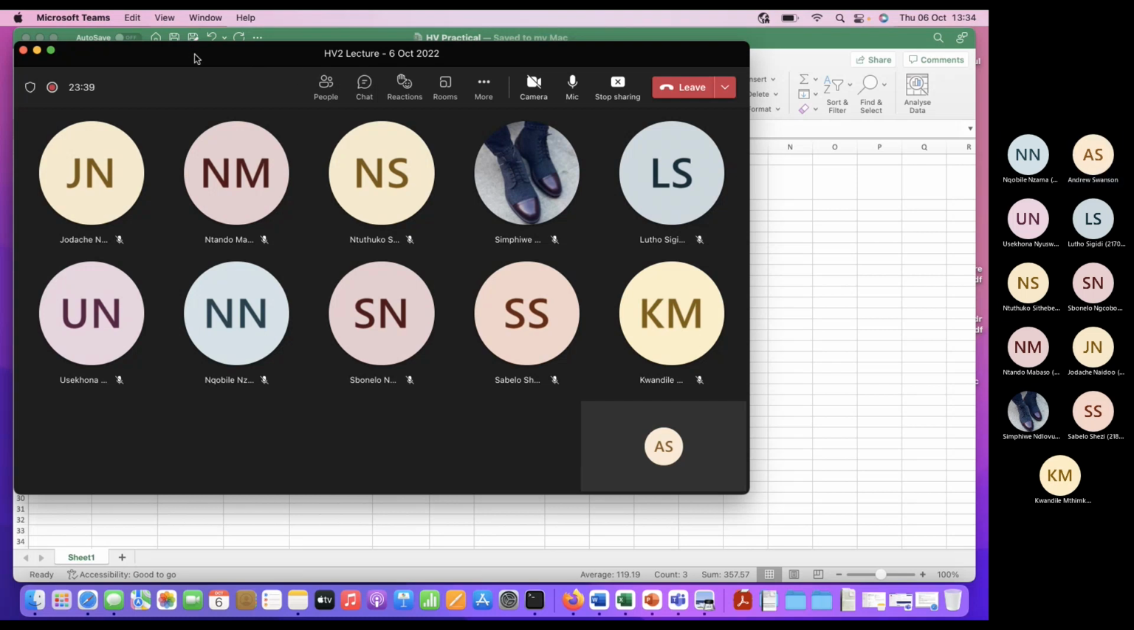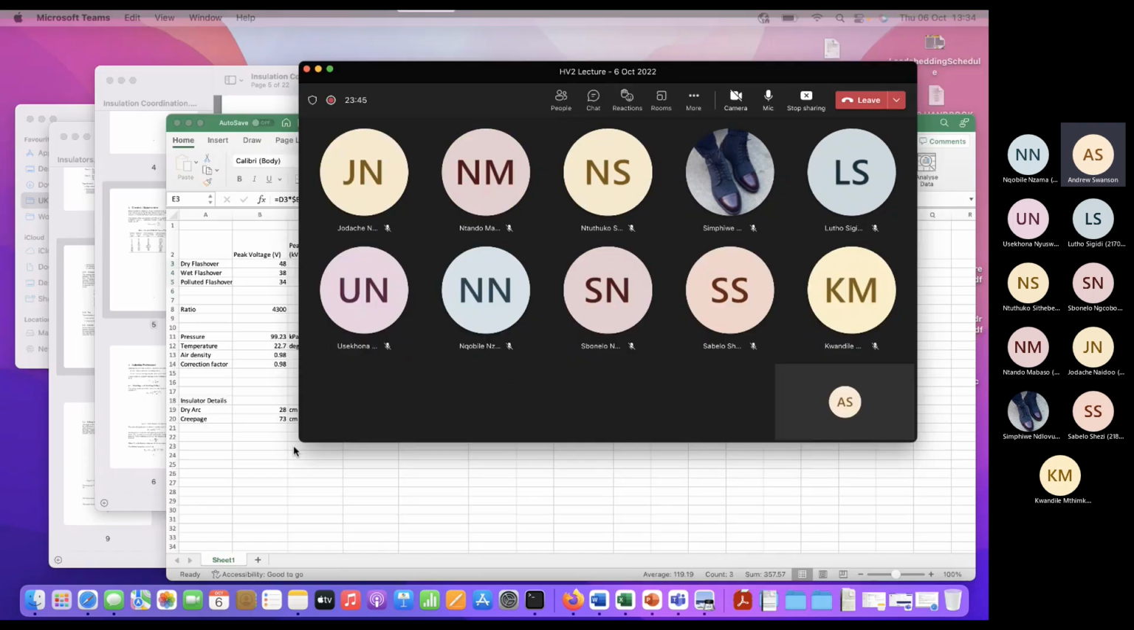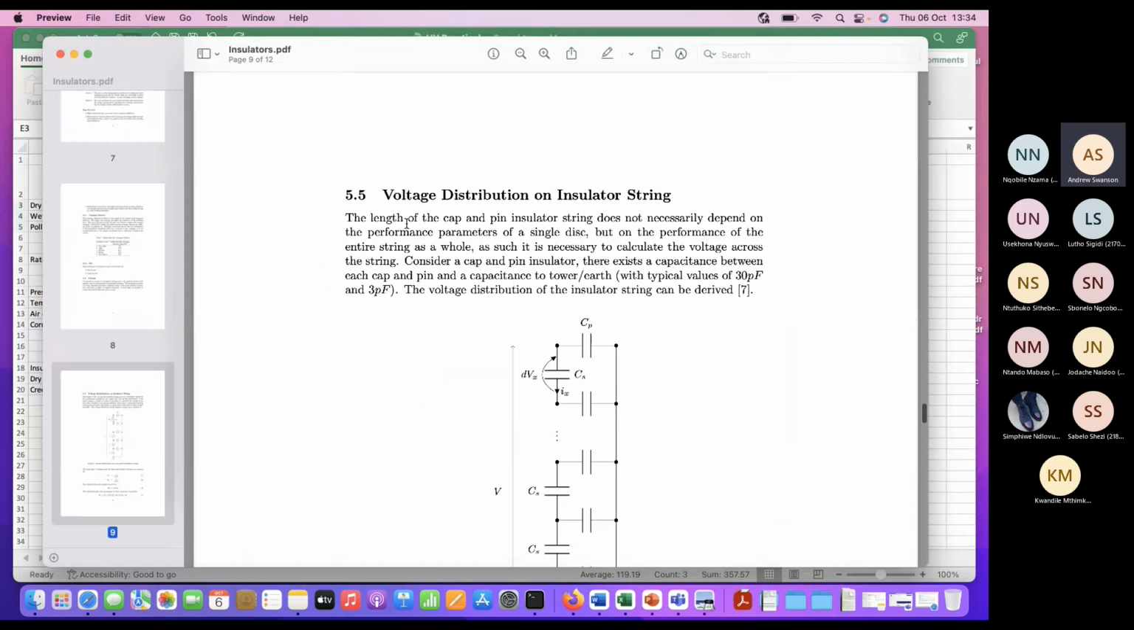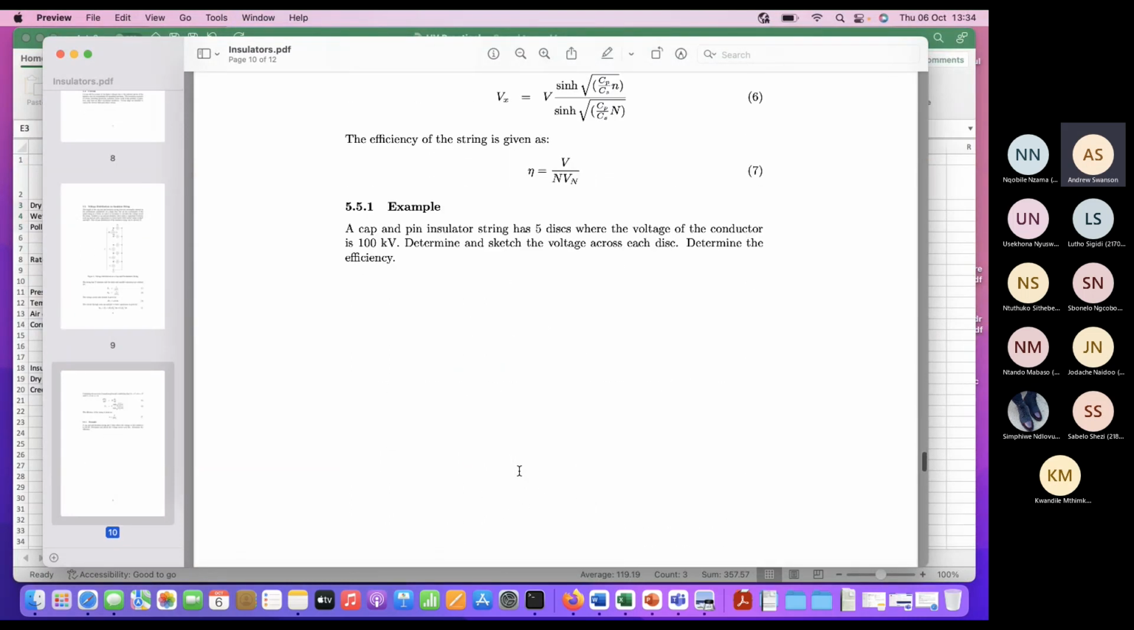Okay. All right, so please go through the video again. There are some details there that you need to have a look at. And you need to have a look at the voltage distribution on the insulator string that is in the course notes as well.